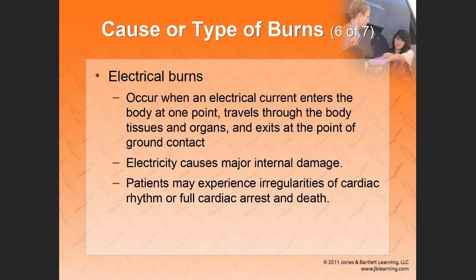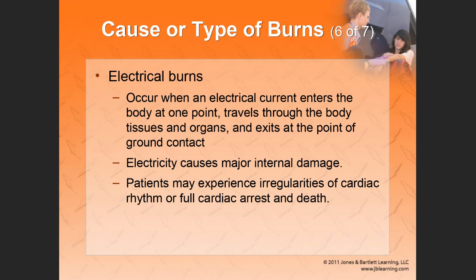For electrical burns, the body is a very good conductor, so there will be a point where the current entered the body and a point where the current leaves the body. So the entrance will be small, the exit will be large. And if the current enters the blood vessel, it can pass through the heart. And if it passes through the heart, it can disrupt the electrical activity within the heart, and the patient goes into cardiac arrest. So electrical burns occur when an electric current enters the body at one point and travels through the body, tissues and organs, and exits at the point of ground contact.